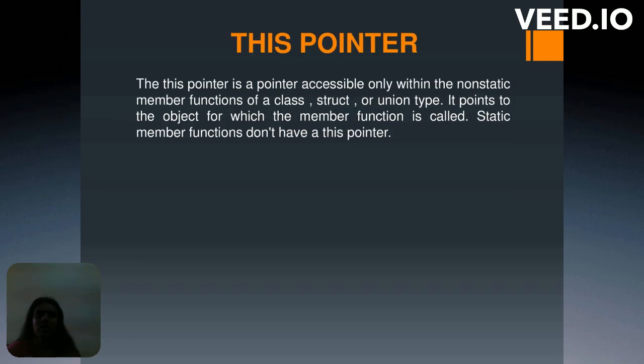And the next topic is this pointer. This pointer is a very special type of pointer where the keyword this is mainly used. In this pointer, it is only accessible to non-static member functions of a class, struct or union type. It points to the object for which the member function is called. A static member function does not have any this pointer.